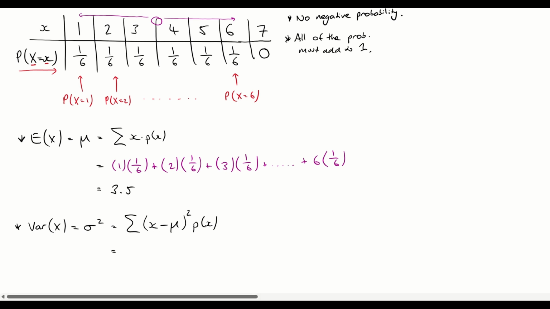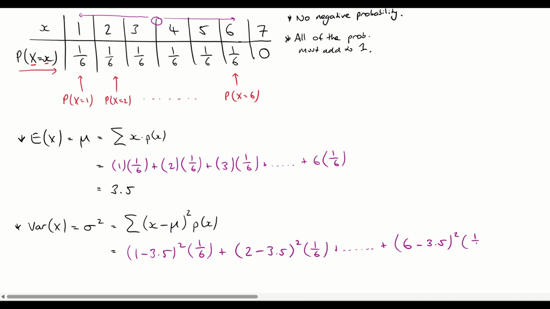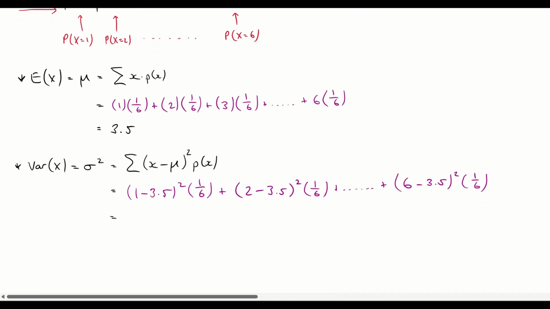So we take our first one, our number 1. We subtract from it 3.5, and then we square it, and then we multiply it by 1/6. We then add on, go to our number 2. We subtract our mean of 3.5, we square it, and we multiply it by 1/6. We continue this process all the way down until we do the last one, my number 6, where I subtract my mean, 3.5, I square it, and I multiply it by its probability, which is also 1/6. And again, if you were to put all of this into a calculator, you would end up with the number 2.917 as a measure for the variance.